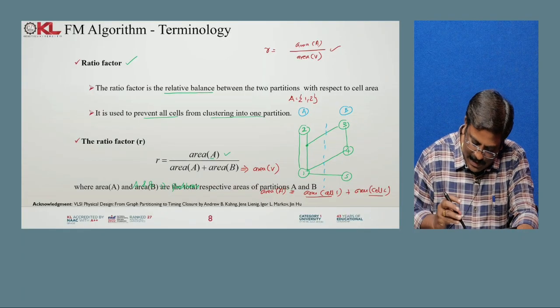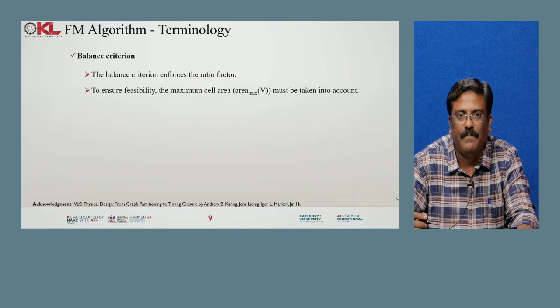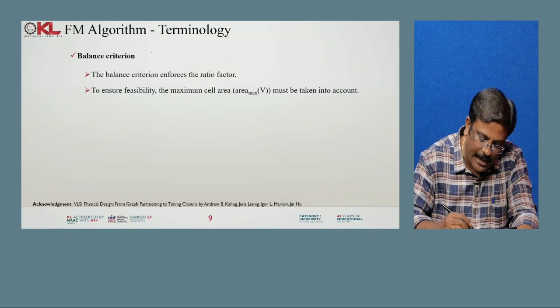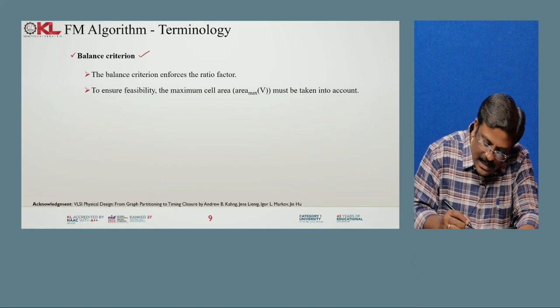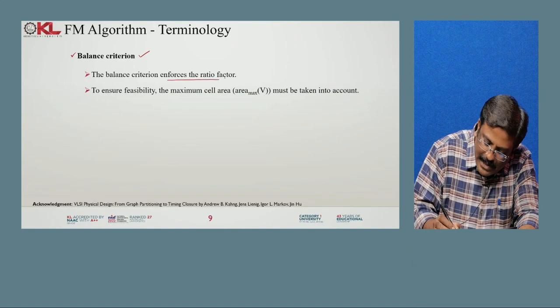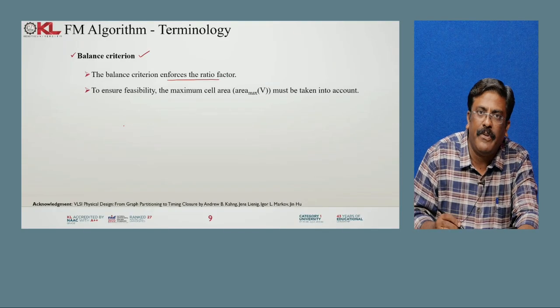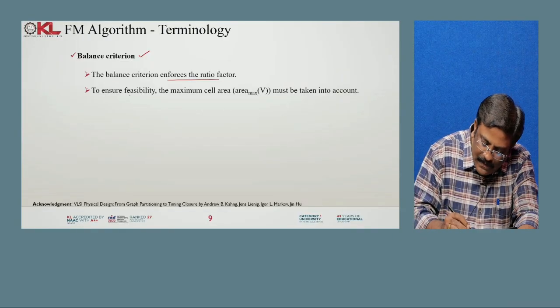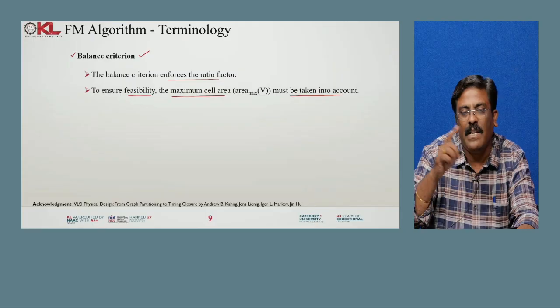So here we are representing that A and B are the total respective areas of your partitions A and B, right? Done. Next, another important terminology about your FM algorithm is the balance criteria. What does the balance criteria speak about? The balance criterion enforces the ratio factor, because the balance criteria works based on the ratio factor. And for what purpose do we use this ratio balance criteria? To ensure feasibility, and the maximum cell area must be taken into account in order to balance between one partition and another partition.